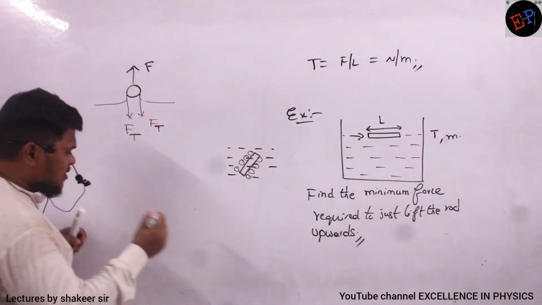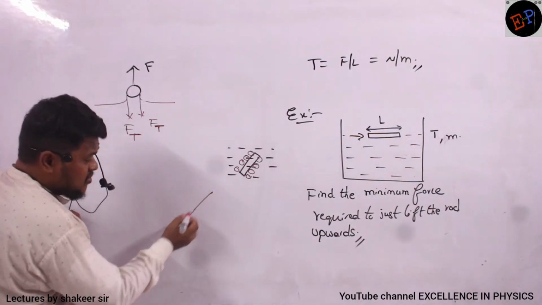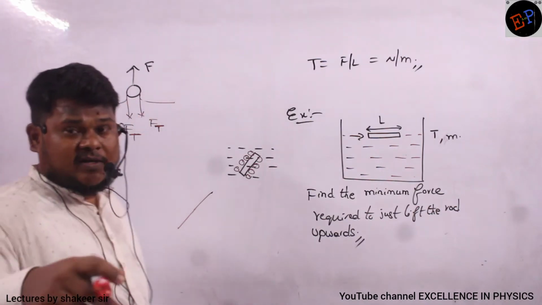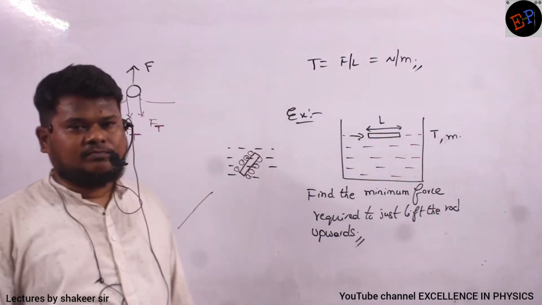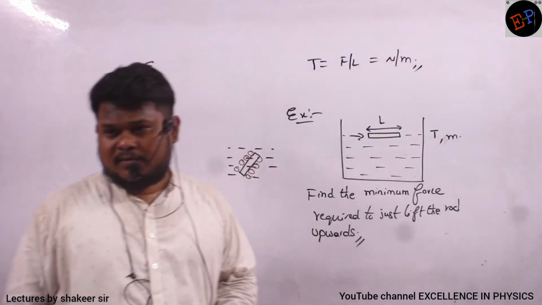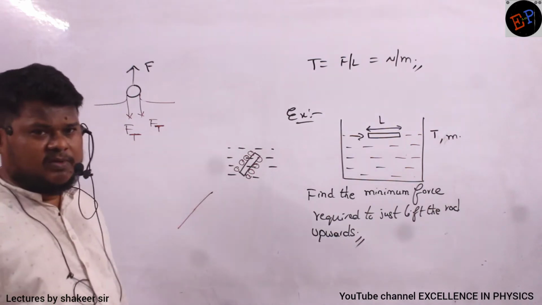But if we have taken an imaginary line, it has only one length. So its total length is L only. But here the rod's effective length is 2L. The rod's effective length is how much, ma? 2L. Why is it 2L? Because forces are acting on both sides. Are you able to understand?